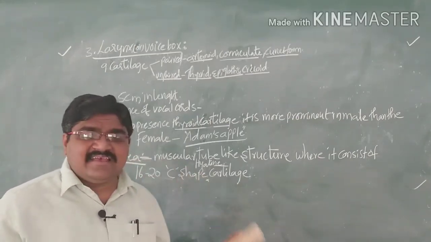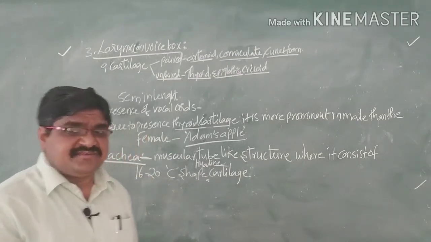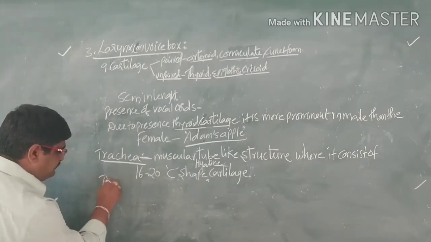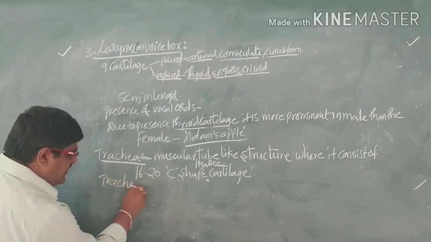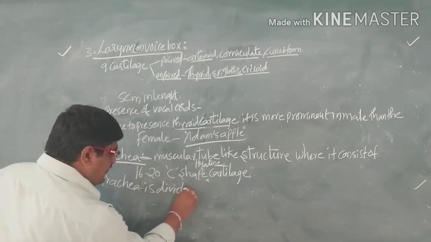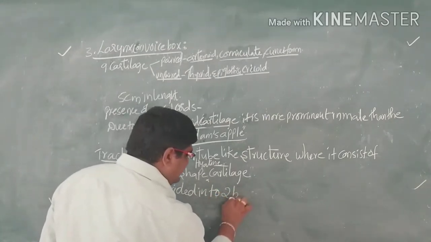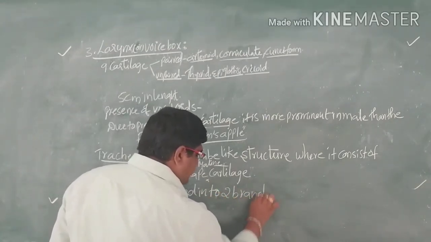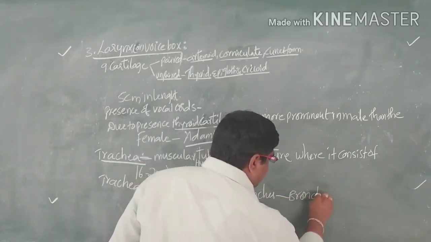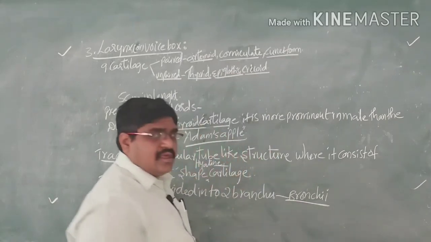And also, the trachea is divided into two branches. It is divided into two branches called bronchi, or bronchioles.